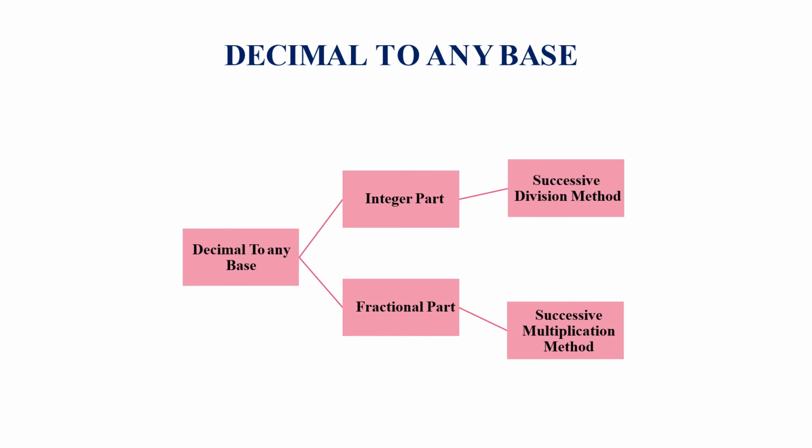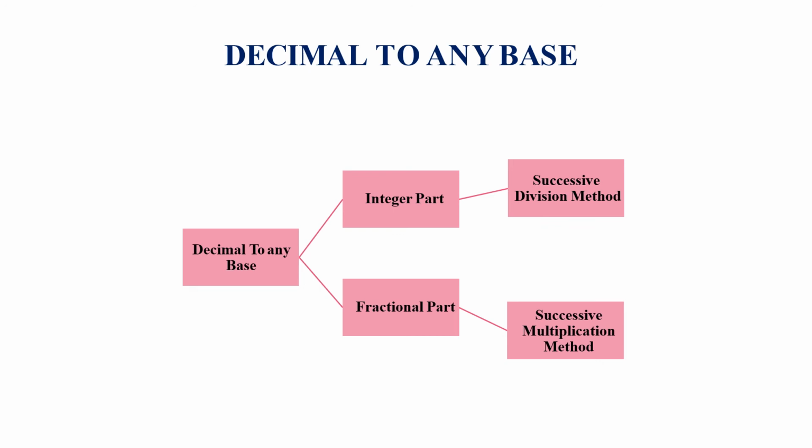Decimal to any base. So far we discussed any base value to decimal. Now it is in reverse, that is decimal to any base. Any base in the sense it may be any number. It may be 5, it may be 7 or it may be 9 and so on. Okay. So while converting decimal to any base, there are two methods, that is, there are two steps.